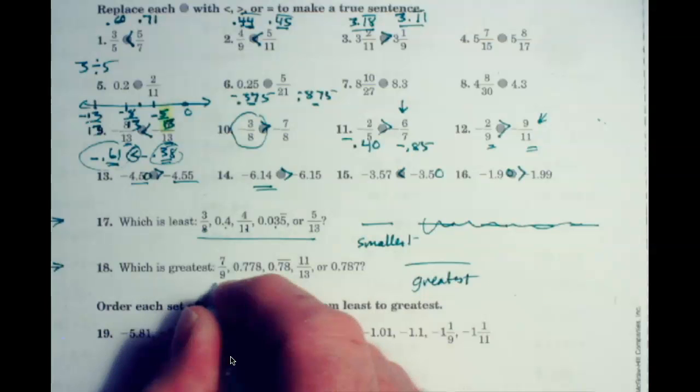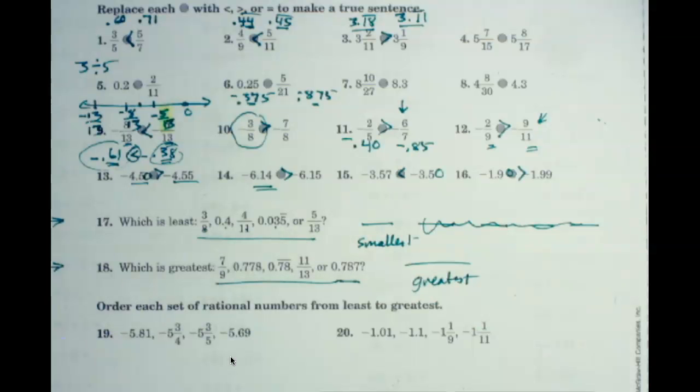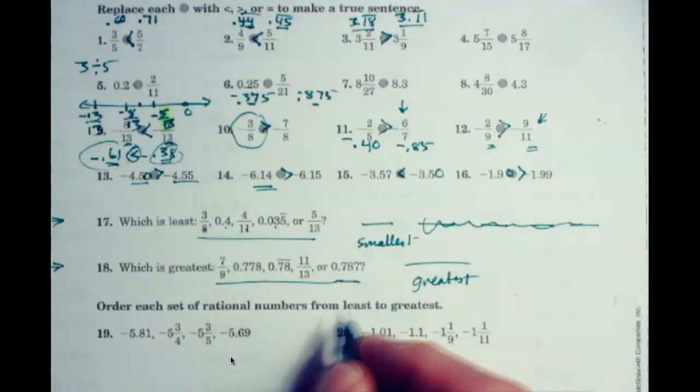Take a look at them all. Make them all into decimals so they're easy to compare and see which one is the greatest. Again, it's going to be the biggest number because these are all positive. Now we're getting interesting here. Now we've got to go from least to greatest.